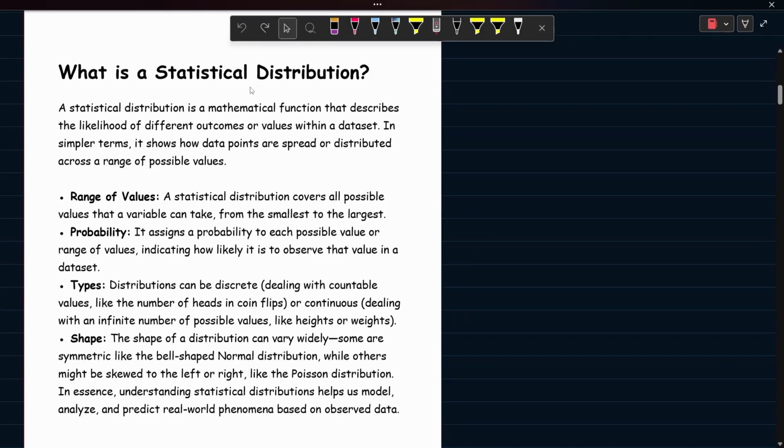So what is a statistical distribution? A statistical distribution is a mathematical function that describes the likelihood of different outcomes or values within a data set. In simpler terms, it shows how data points are spread or distributed across a range of possible values.